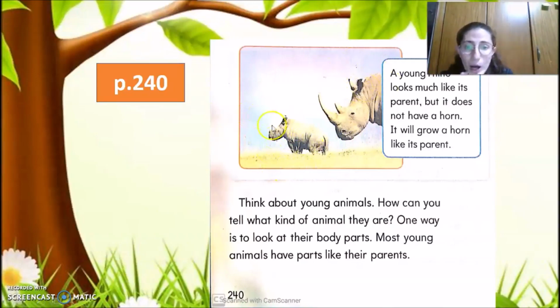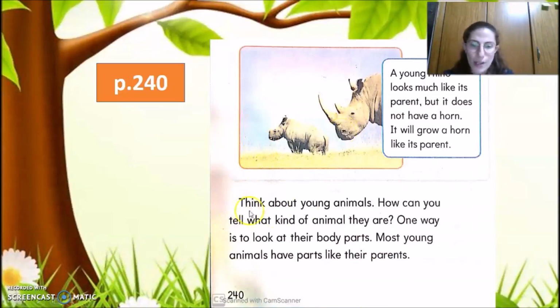Even the missing part, which is the horn in the case of the rhino, as the rhino grows day after day, it will grow it to look like its parent. Clear so far? So how do we know if two animals are of the same kind? We have to observe their body parts. If they share the same body parts as their parents, this means that they are the same kind of animal, okay, or almost the same body parts. If one is missing, it's okay. They will grow it day after day as they grow up to look like their parents.